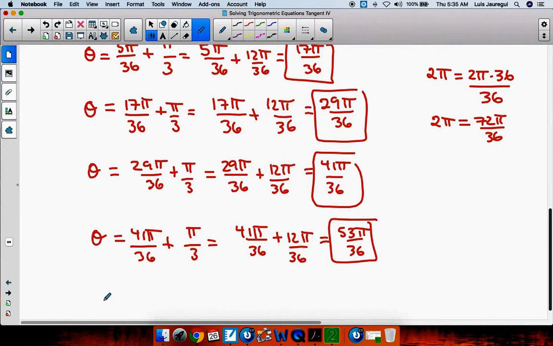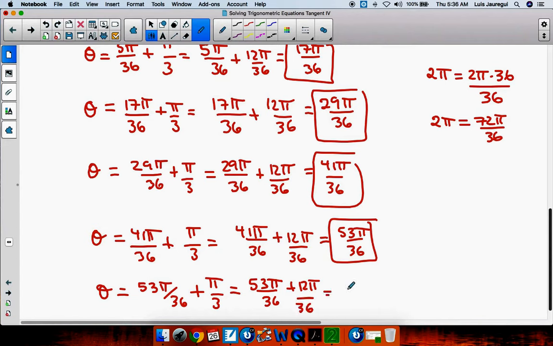So let's continue adding. So we have theta is equal to 53 pi over 36 plus the pi over 3. So that is equal to 53 pi over 36 plus the 12 pi over 36. And we get that this is now 65 pi over 36. Now, if we were to add another pi over 3, which is equivalent to 12 pi over 36, we're going to go past the 72 pi over 36. So this is our last solution here.